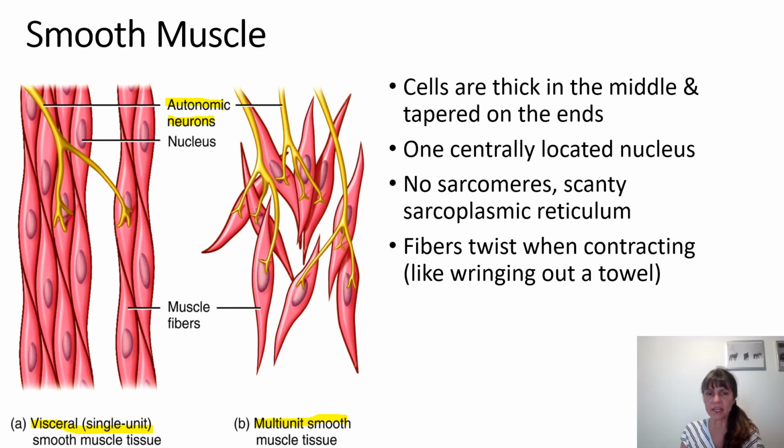There's something else you should pay attention to in this picture. Notice that the multi-unit smooth muscle has each cell with its own branch of these autonomic neurons, whereas the visceral or single unit smooth muscle does not. That might help you remember which is which. It might help you make that distinction.